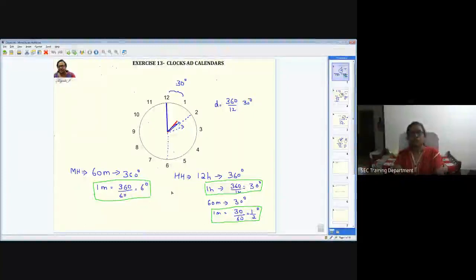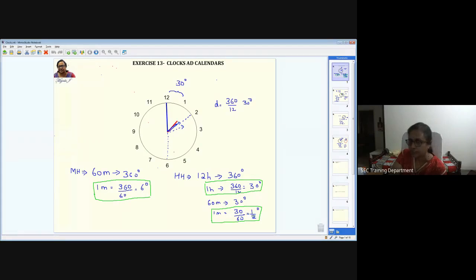So clocks and calendars. Yesterday we have seen the basics and the formula which you have to remember, mainly these three which I have mentioned here. 1 minute is equal to 6 degrees, that is the minute hand movement, and then the hour hand movement, you're going to see that. So these three values are very, very important.